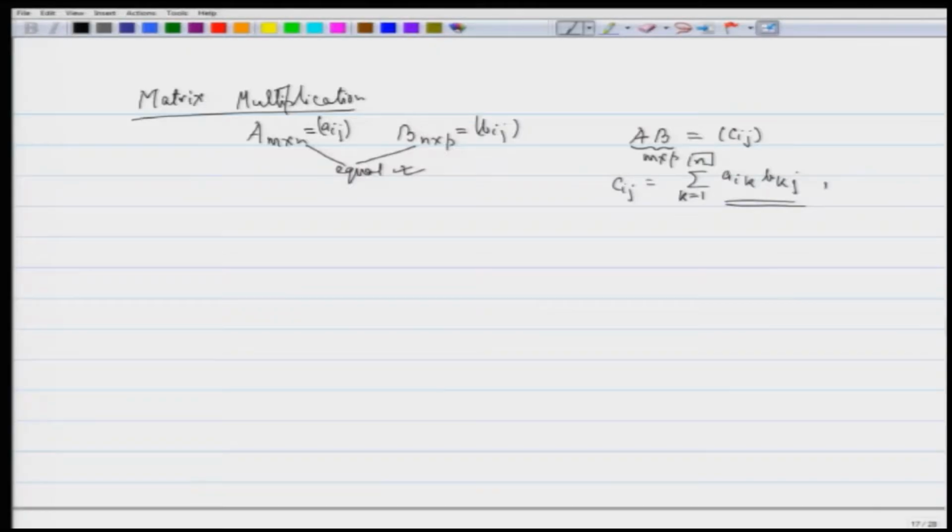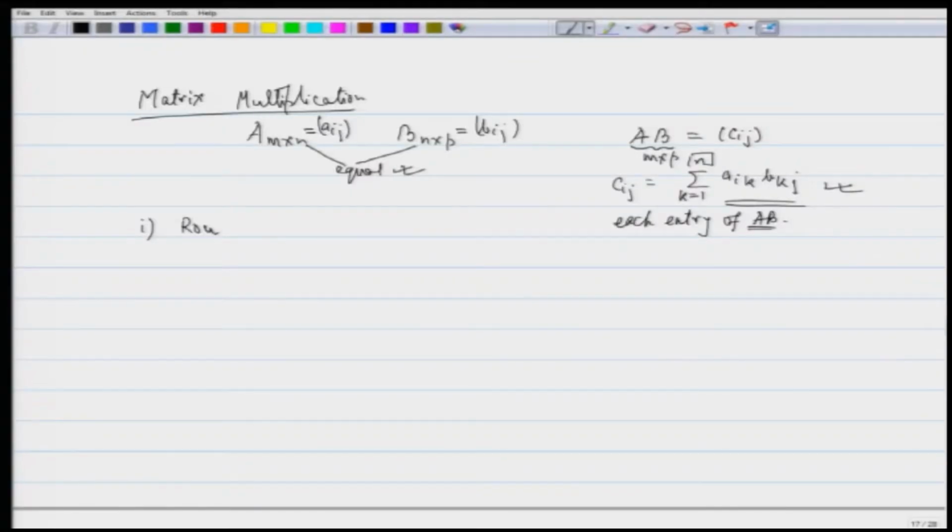This was one matrix product that we learnt in our school, what is called entry wise. So, we are looking at each entry of AB here. Now, we would like to understand the other one, which was the row method of matrix multiplication.